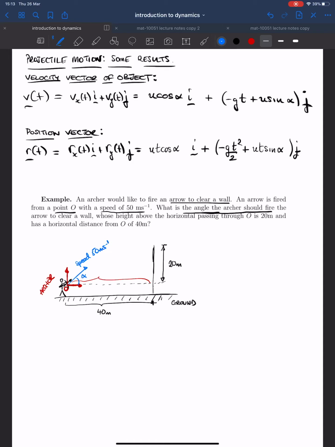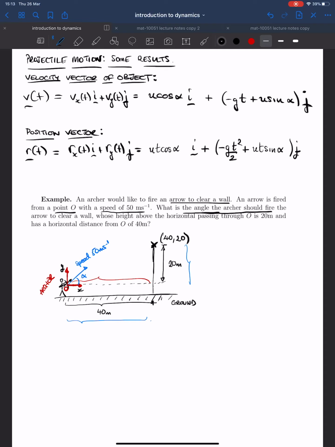And the question is, how do we clear a wall which is 20 meters above this horizontal and 40 meters from the point from which it's fired? In order for this arrow to clear the wall, it's preferable that when the arrow is either going up or coming down, it's able to clear this point at the tip of the wall. So this point as a coordinate in X and Y axes will be 40 across and 20 up.